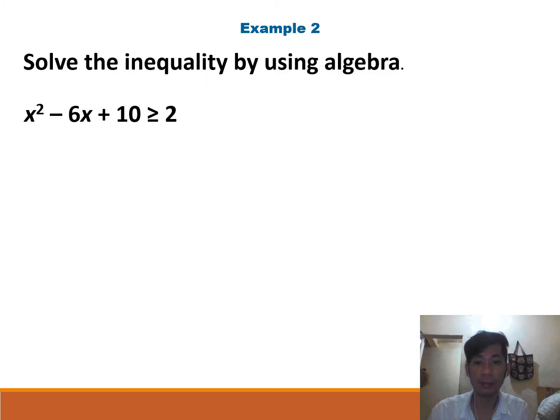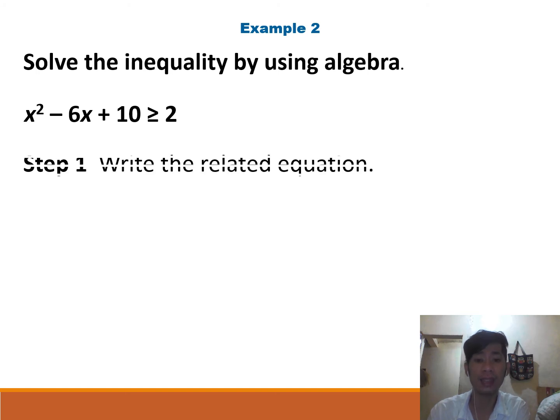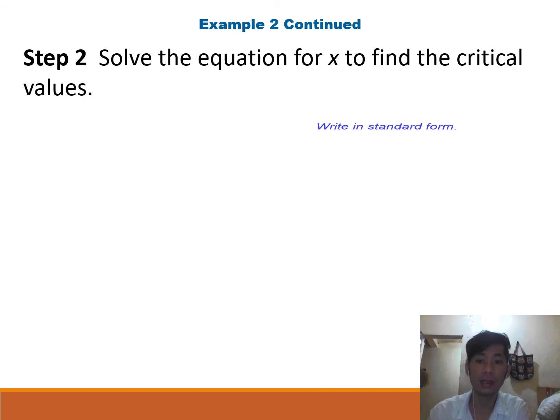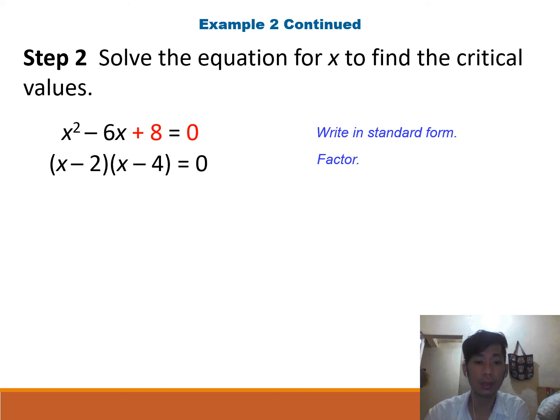So, for the second example po, we have x squared minus 6x plus 10 is greater than or equal to 2. Again, change into equation po. Palitan lang natin yung inequality symbol ng equal sign. Then, gawin nating standard form. After that, we're going to factor. So, lagi nyo check to kung tama. So, negative 2 times negative 4, that is positive 8. Negative 2 plus negative 4, that is negative 6. So, tama po yung factor natin.